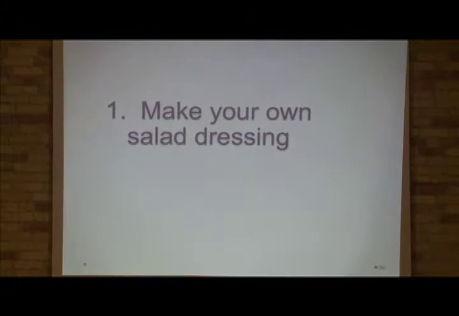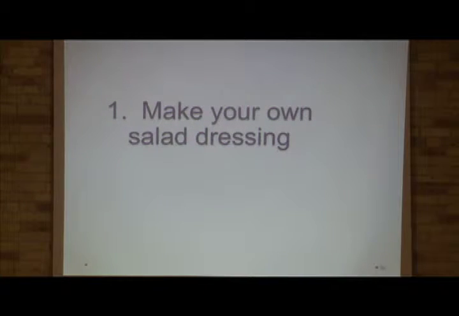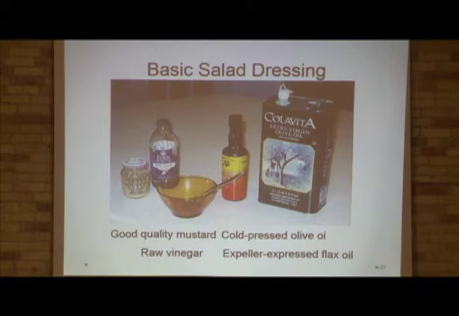Yeah. So, how to make your own salad dressing. This is Sally Fallon's recipe. We got mustard, vinegar, flax oil, and no, it is not olive oil, it's olive oil. Okay, did you catch that?